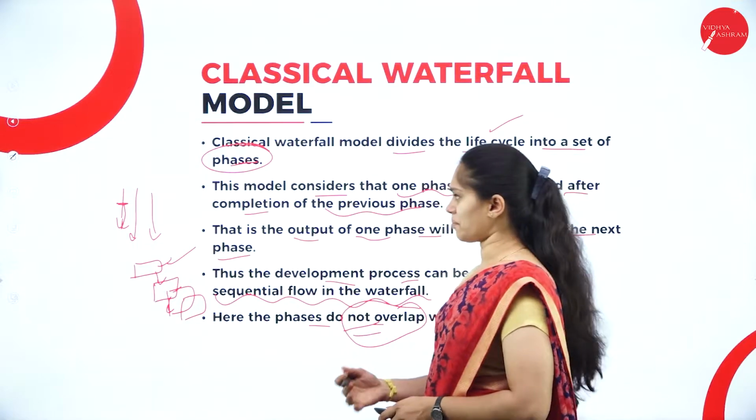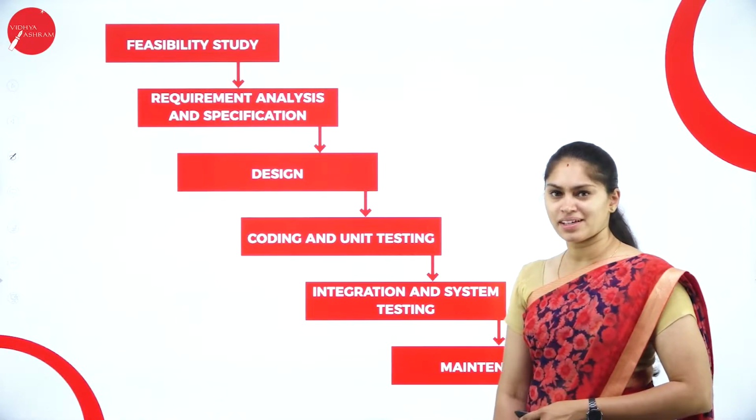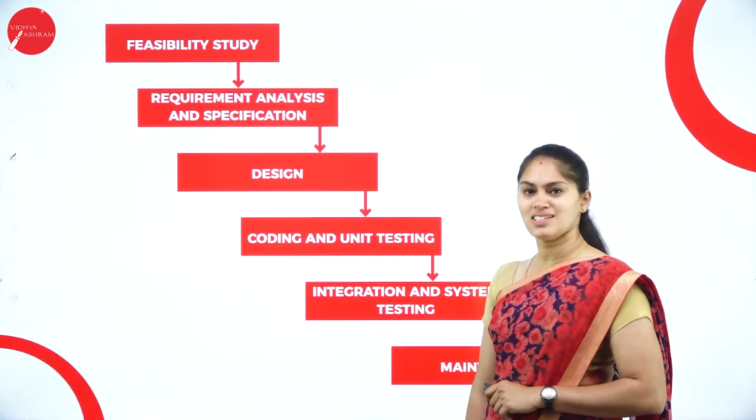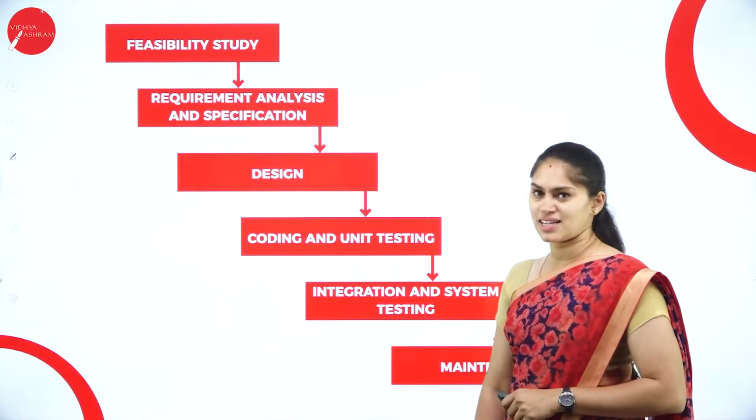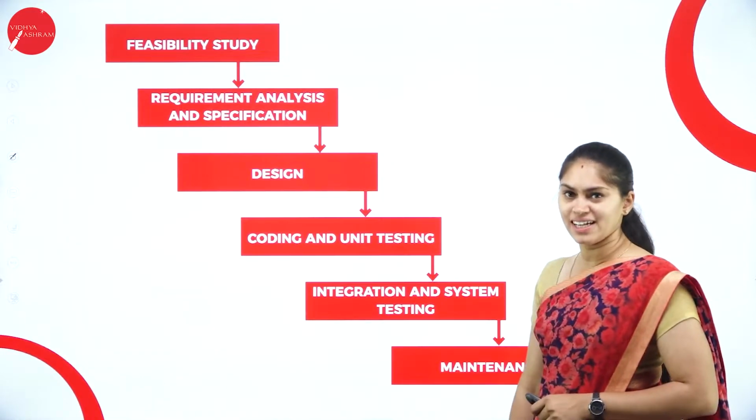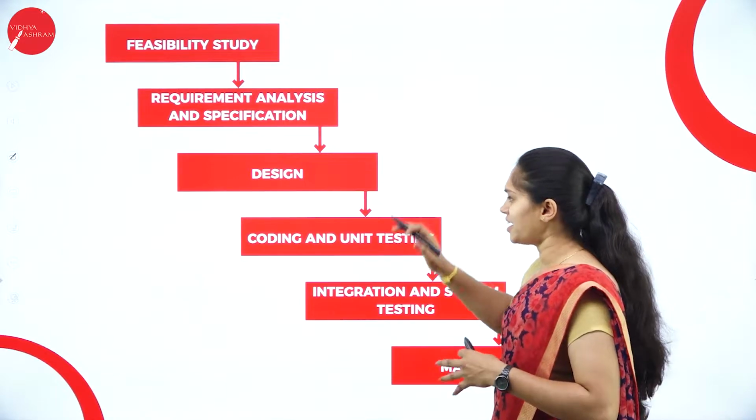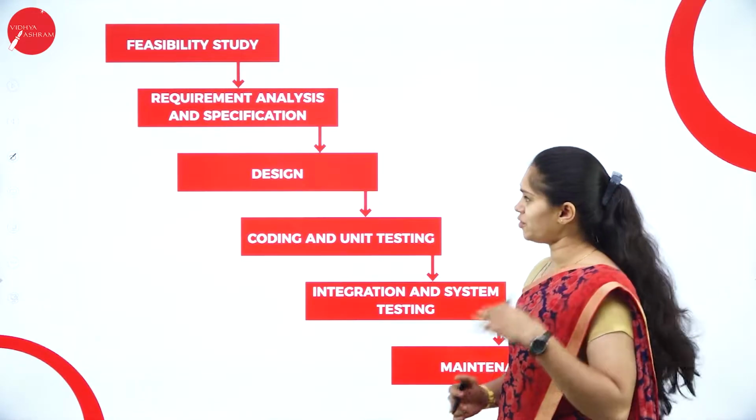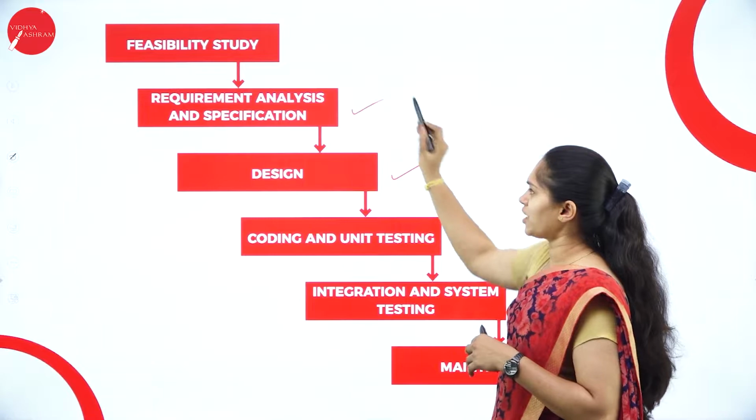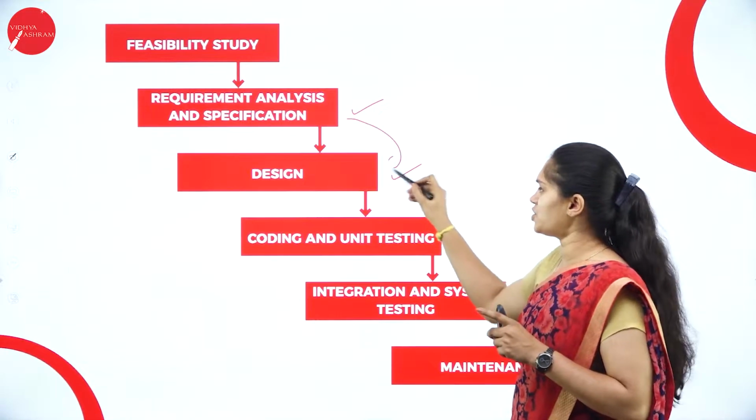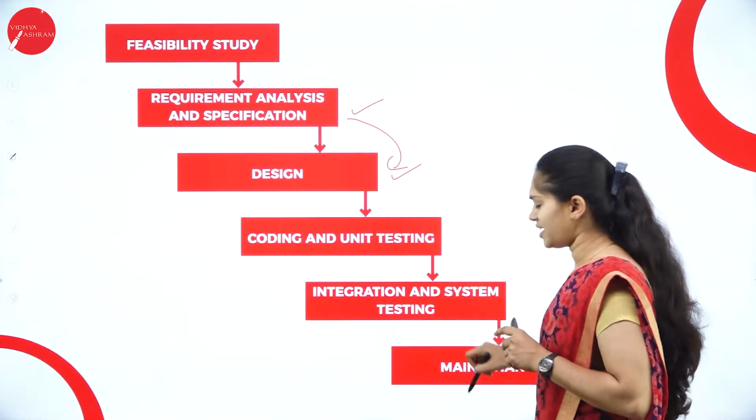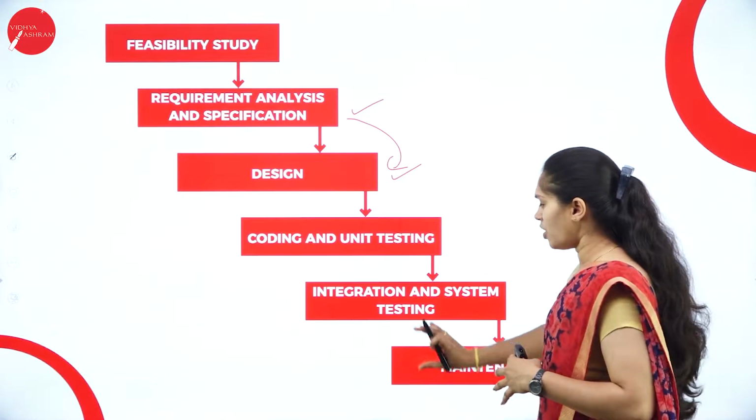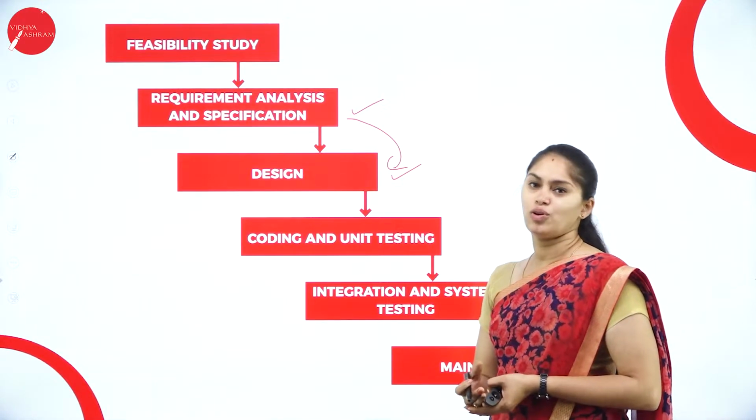It can't be overlapped. Here you can see the diagrammatic representation of a waterfall model, so it will be easy for you to understand. It is like a waterfall, right? All the phases are different from one phase to another. If I want to reach this phase, I have to complete this phase first, then only I can reach this phase. And all the phases are independent of each other, so they will not overlap.